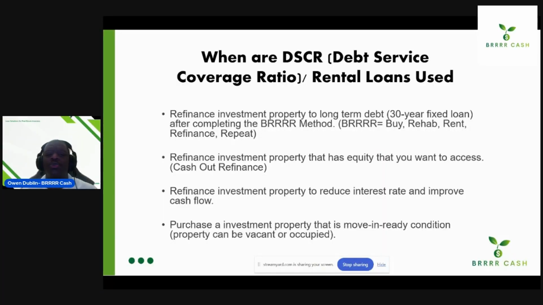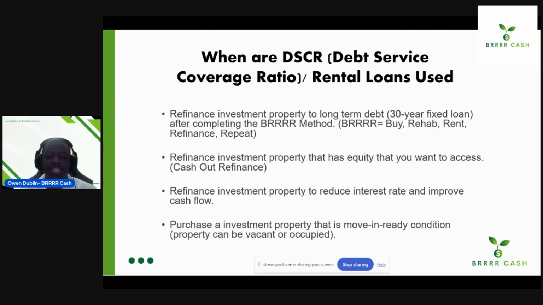So here are some scenarios where an investor may want to use a DSCR slash rental loan. The first one, they may want to refinance the investment property to long-term debt after they completed the BRRRR method. So basically the BRRRR method is buy, rehab, rent, refinance, repeat. The person will purchase a property, rehab it to create the equity, and then after that, they'll convert to a rental loan if they plan on keeping the property as a long-term rental.